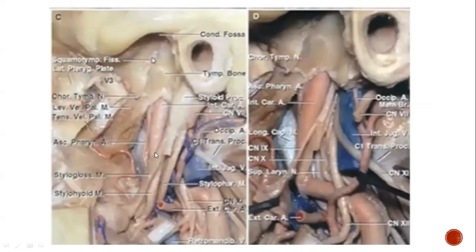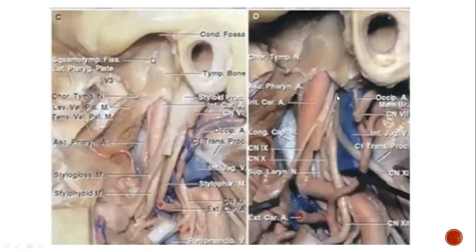These are the styloglossus and stylohyoid muscles, which are supplying the tongue. And this is the tympanic bone. Here we have the levator veli palatini and tensor veli palatini muscles anteriorly. This is the ascending pharyngeal artery, which is also a branch of the external carotid artery. And in this picture, we can again appreciate the internal carotid artery anteriorly, and the internal jugular vein posteriorly. These are the cranial nerves which are traversing through the jugular foramen.